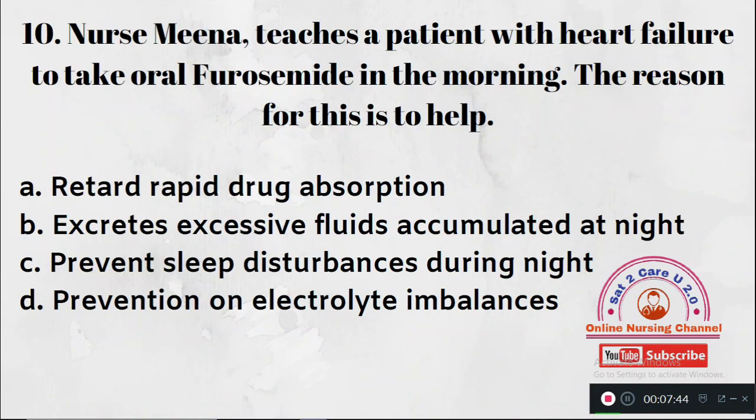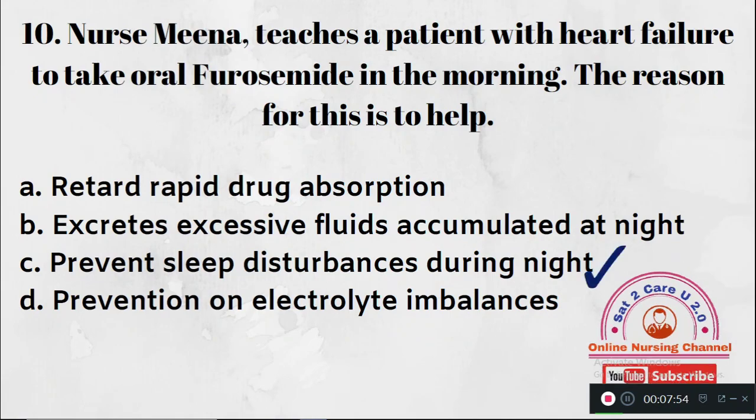For what reason does the nurse Meena advise the patient with heart failure to take oral furosemide in the morning time? The right answer is option C, to prevent sleep disturbances during night. If furosemide is taken at night time, the patient has to get up from the bed frequently to go for urination. So to prevent that, the nurse Meena advises the patient to take furosemide in the daytime.